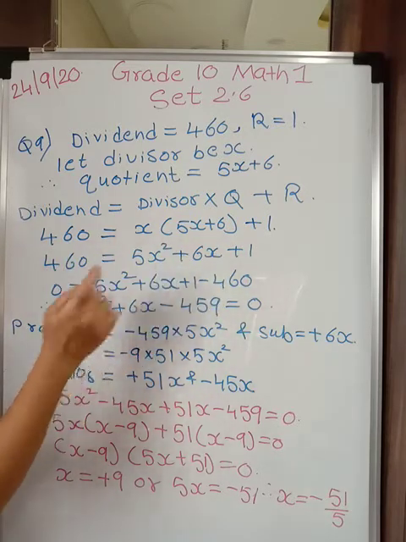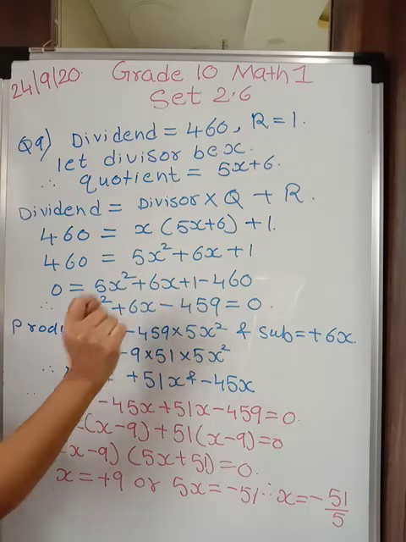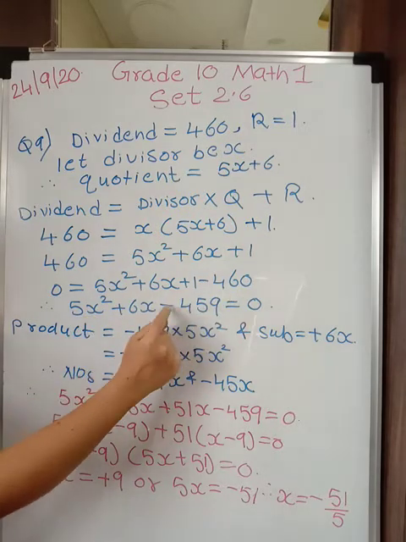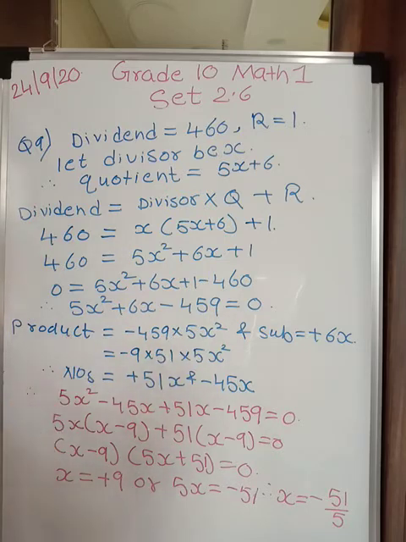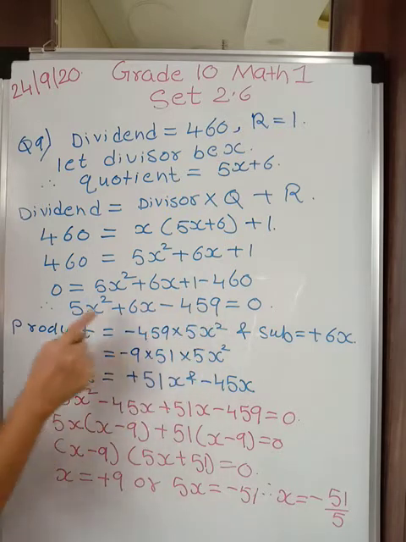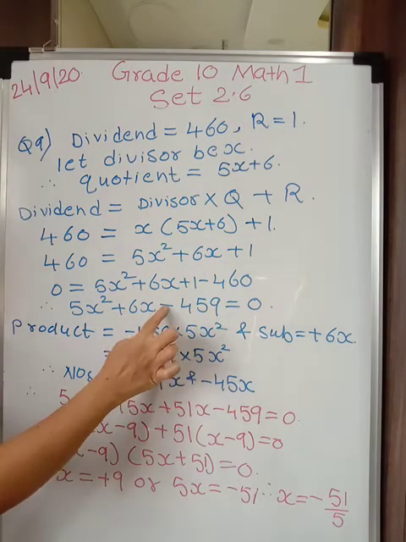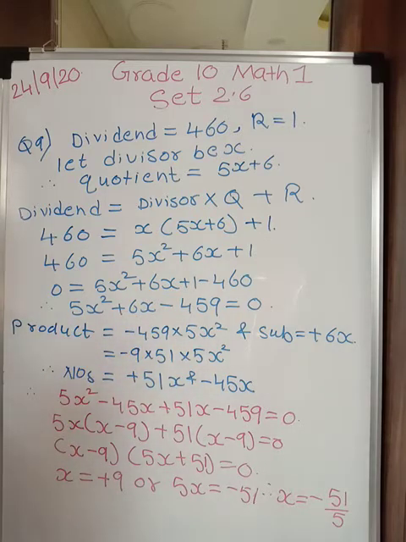Shifting this to that side, we get 5x square plus 6x plus 1 minus 460. So this comes out to be minus 459. Now ask questions. What should be your product? The product should be minus 459 into 5x square. So this should be your product, and your sum should be plus 6.